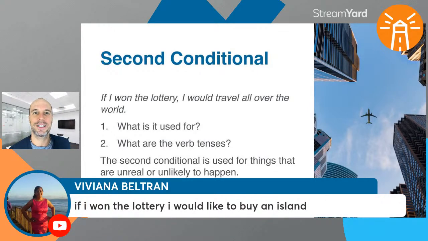Perfect. And Viviana said, if I won the lottery, I would like to buy an island. Or you could just say, I would buy, right? If I won the lottery, I would buy an island. And would like to buy an island, that's fine too. Great. Yeah. Maybe you can buy, I don't know, there's lots of islands for sale.